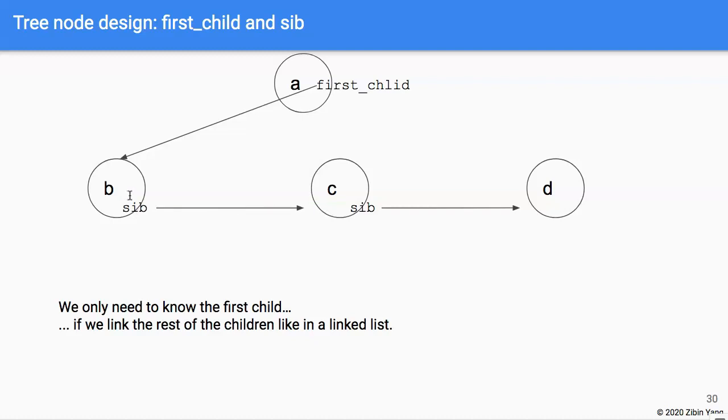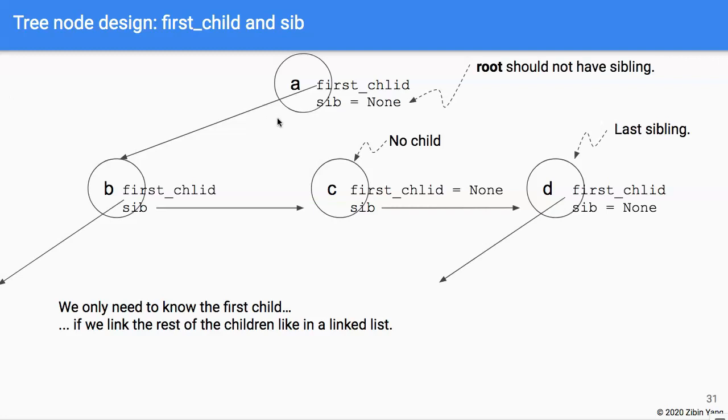So we will link all the nodes together, just kind of like a linked list. Now, obviously, we want all the nodes to be uniform. We don't want some nodes to hold only the first child attribute and some nodes only to have the sibling attribute, right? So all of the nodes should have first child and should have sibling.